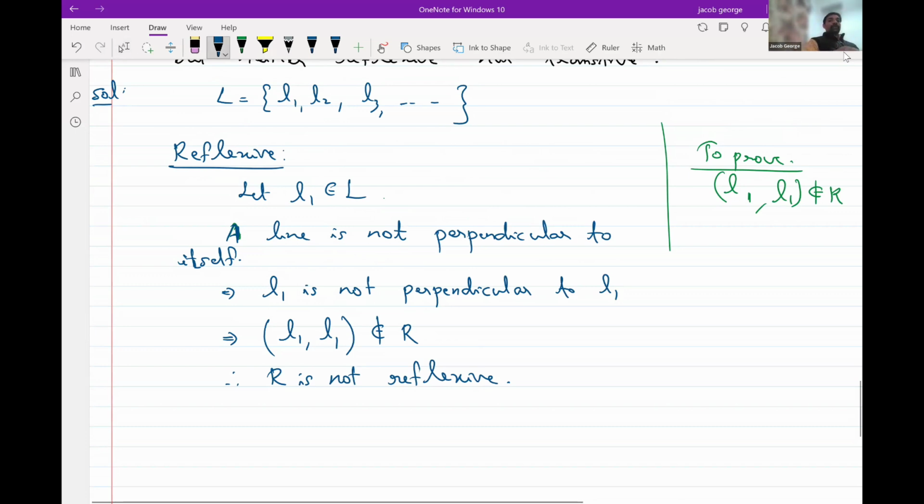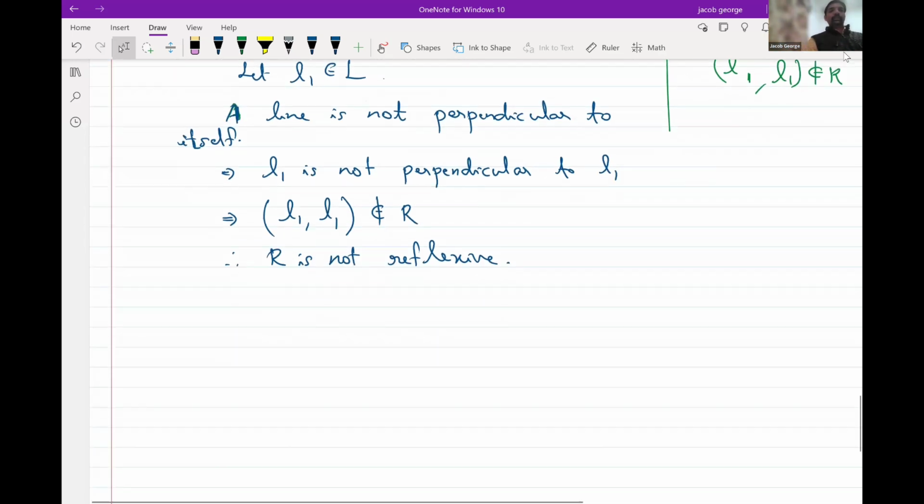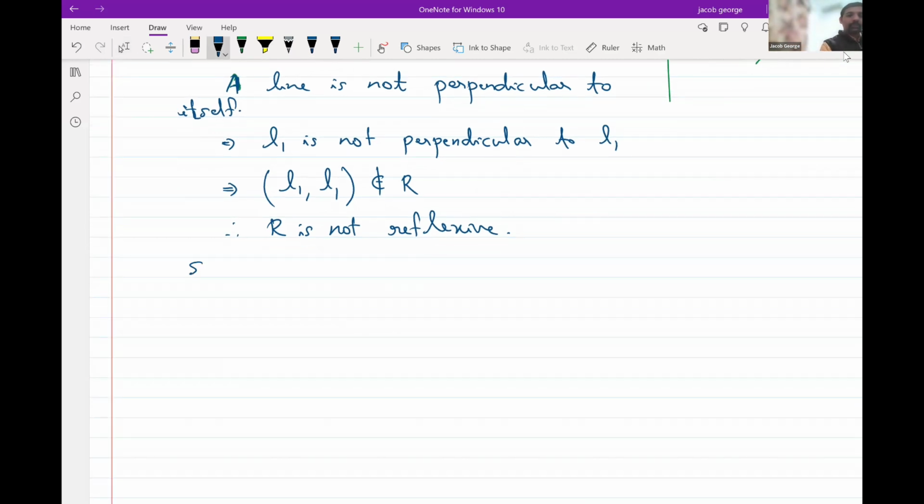Next, we prove that it is symmetric. Yes, that is very easy. We take two elements, L1 comma L2 element of capital L, and let the ordered pair L1 comma L2 be an element of capital R, which means L1 is perpendicular to L2. Can we say L2 is perpendicular to L1? Yes. If a line is perpendicular to a second line, that second line is perpendicular to the first. So L2 comma L1 is an element of R. Can you write the same way? Symmetric.